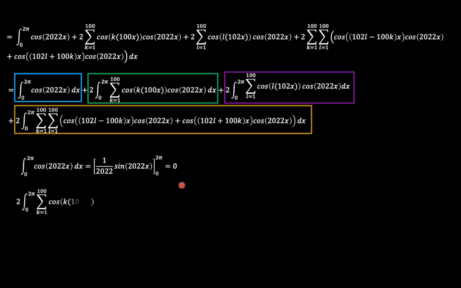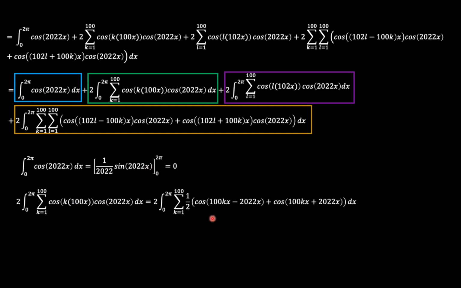And then the second integral is twice the integral of this summation, k equals 1 to 100 of cosine kx, cosine 2022x from 0 to 2 pi. Again, we can break it down into the two cosines, difference and summation, divided by 2. The 2 comes out, and that eliminates the constant we have there. And so we have cosine 100kx minus 2022x plus cosine 100kx plus 2022x. Because, as you can see, the 2022x is not an integer multiple of 100kx, we have no fear that there is a value of k for which this term becomes 0.